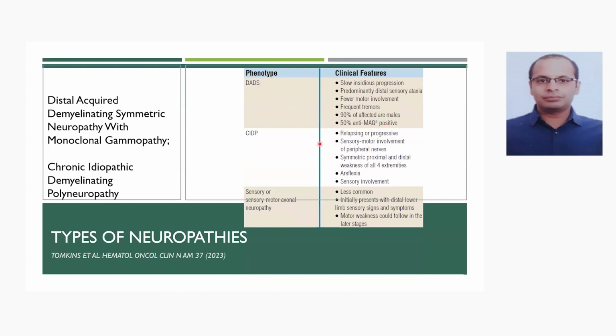CIDP will have a relapsing and a progressive kind of a course. Sensory motor involvement is more commonly seen, and usually all the distal limbs, all four extremities, are involved. There is areflexia and sensory involvement can also be seen. Lastly, sensory or sensory motor axonal neuropathy is a less common manifestation and presents with distal lower limb sensory signs and symptoms.